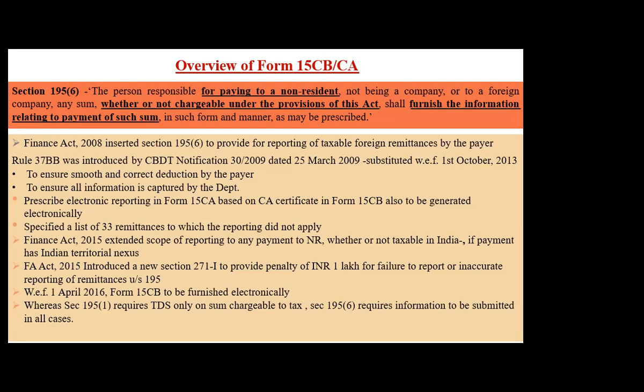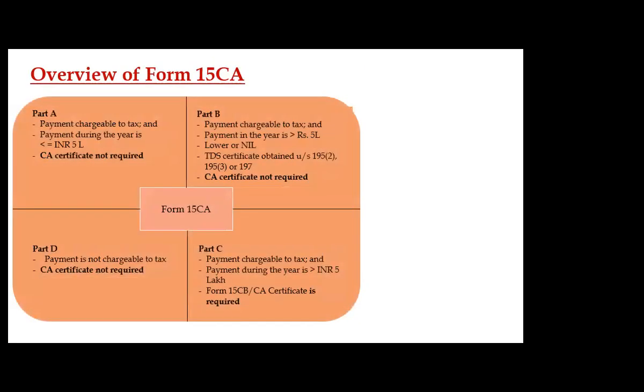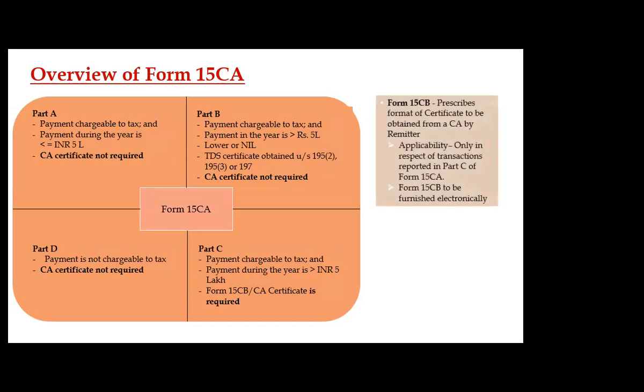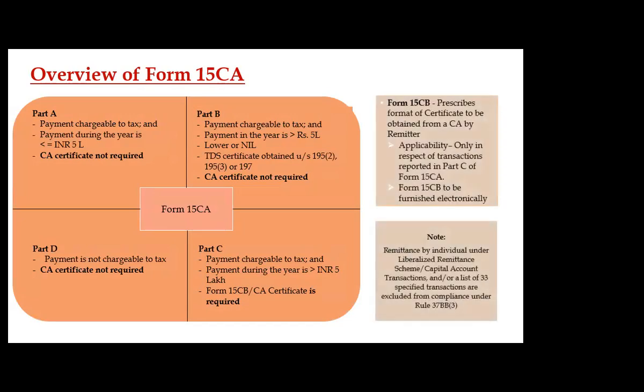So now there is a specific list of 33 remittances which is excluded from the category, and where 15CA is not to be issued. 15CB and CA both are not to be issued.